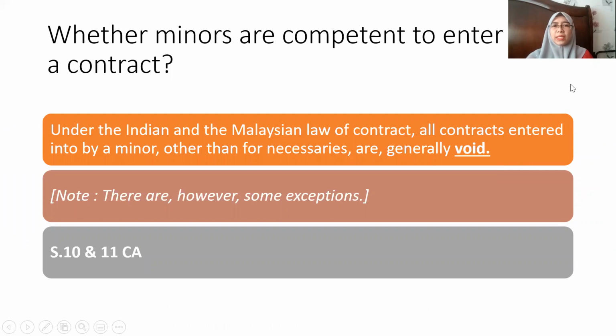Okay, so whether minors are competent to enter into a contract. Remember, our Malaysian Contracts Act is in pari materia with the Indian Contracts Act. So we are going to refer to Indian decided cases, which will be very relevant and highly persuasive here in Malaysia. Under the Indian and the Malaysian law of contract, basically all contracts entered into by a minor, other than for necessaries, are generally void. That's the exception, other than for necessaries.